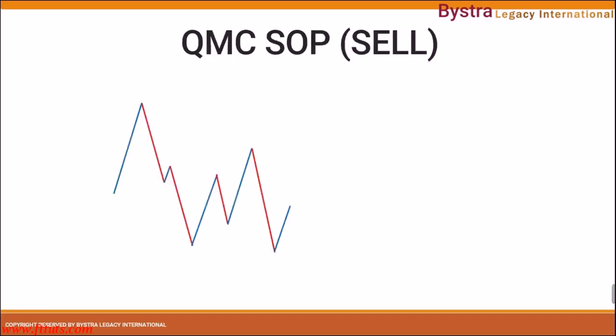Alright, so now let's go to the SOP for the QMC. This is a sell setup. As we can see here, this is how the price pattern looks. Before the price comes back to this area, you can see there's a QM in this area. So let's mark the structure. We have the high, low, higher high, and the lower low. So we mark the trend line.